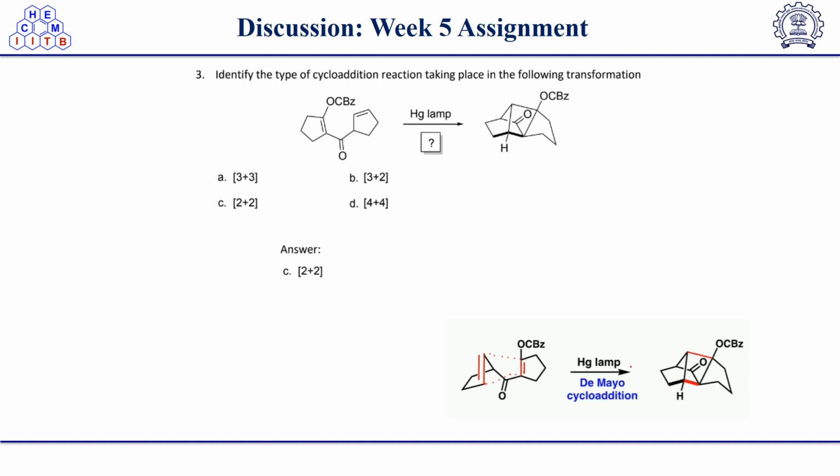So this will be the correct answer for this question. That is, under this Hg lamp, mercuric lamp condition, these two double bonds will undergo De Mayo cycloaddition, that is 2 plus 2 photocycloaddition, to get this corresponding compound. So option C will be the right answer.